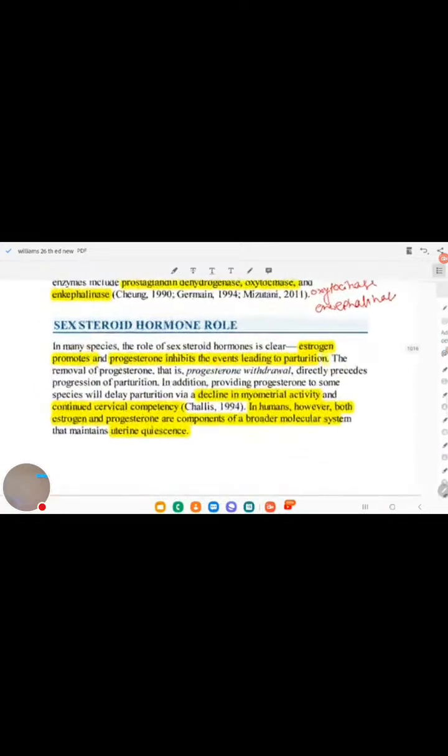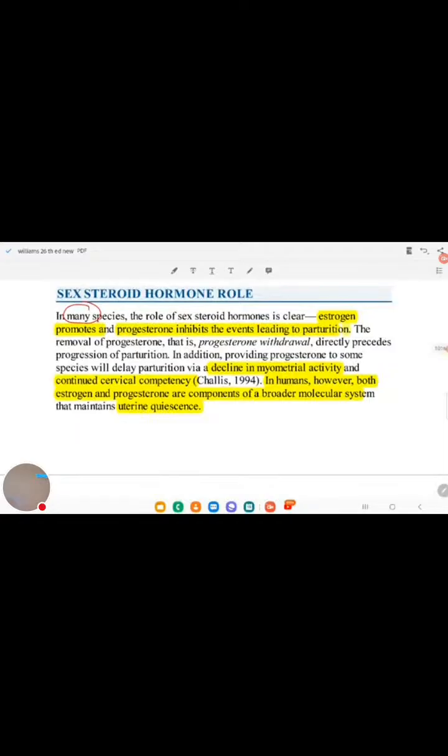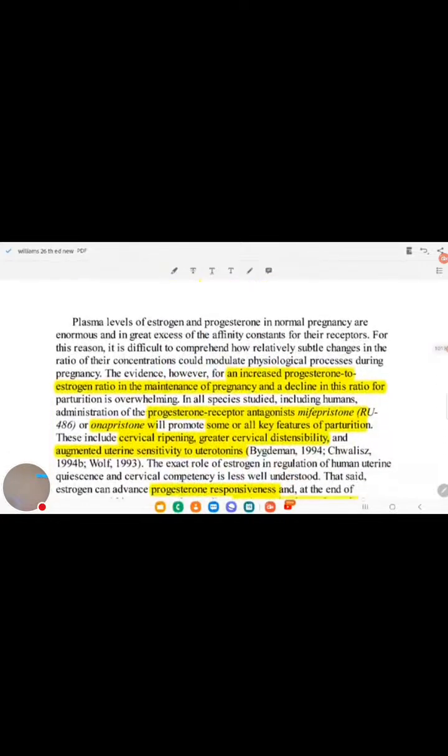Then what is the function of sex steroid hormones? In many species, the effect of sex steroids is clear. Estrogen promotes and progesterone inhibits parturition, and the removal of progesterone directly leads to parturition. In some species, providing progesterone will delay parturition. But in humans, both estrogen and progesterone are components of a broader molecular system that maintains uterine quiescence.